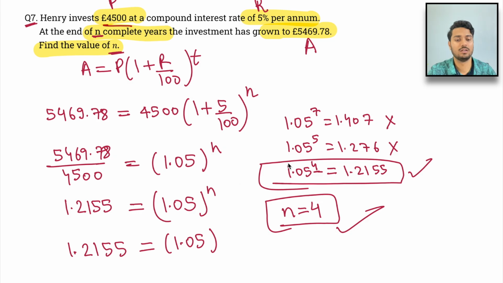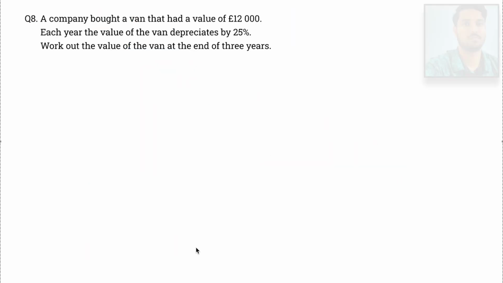And that's how we calculate the value of n when the exponent value is missing, using the hit and trial method. Logarithm is another method, but for that, let's wait for another video where I'll explain logarithm and how to use logarithm to find the exponential values. Let's move on to the next question now.